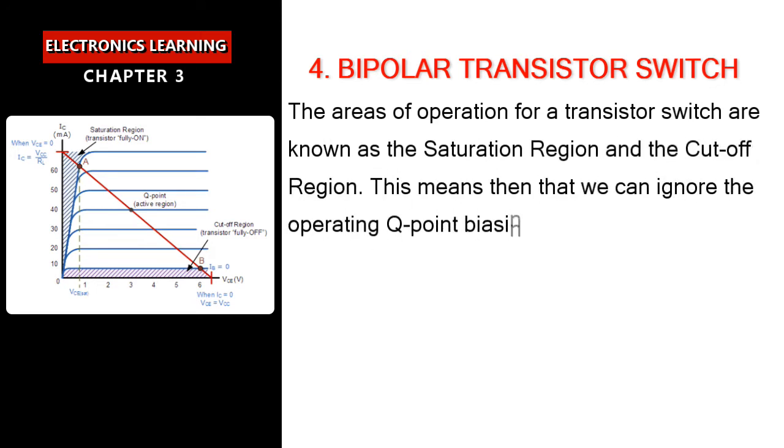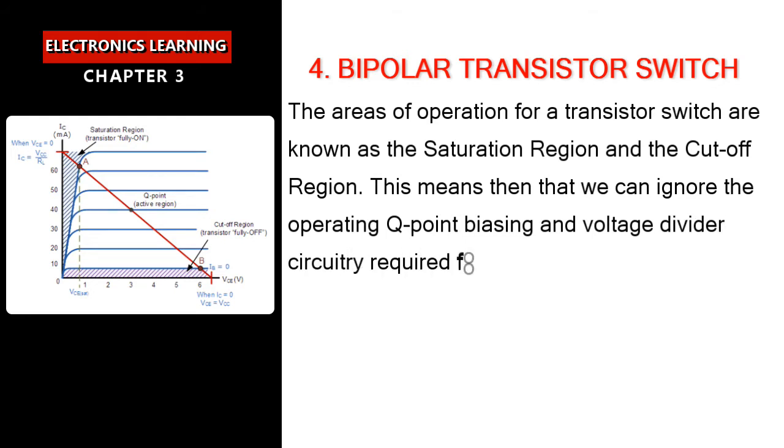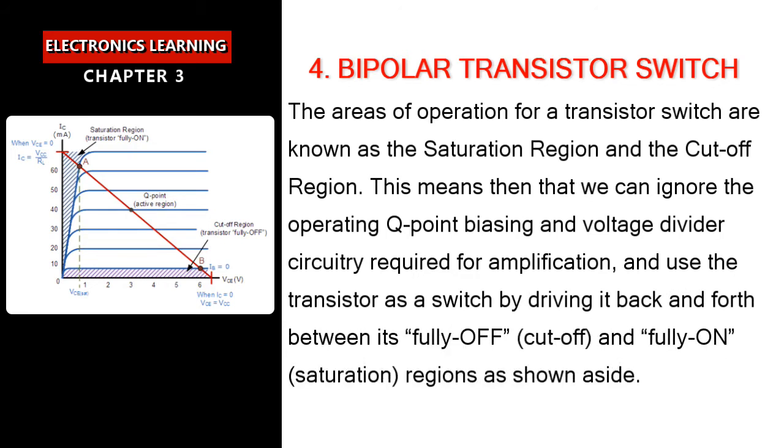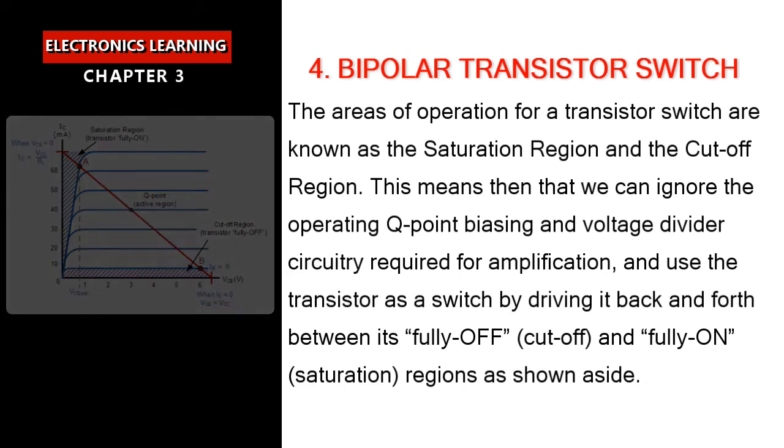This means then that we can ignore the operating Q point biasing and voltage divider circuitry required for amplification, and use the transistor as a switch by driving it back and forth between its fully off, that is cutoff, and fully on, meaning saturation regions, as shown.